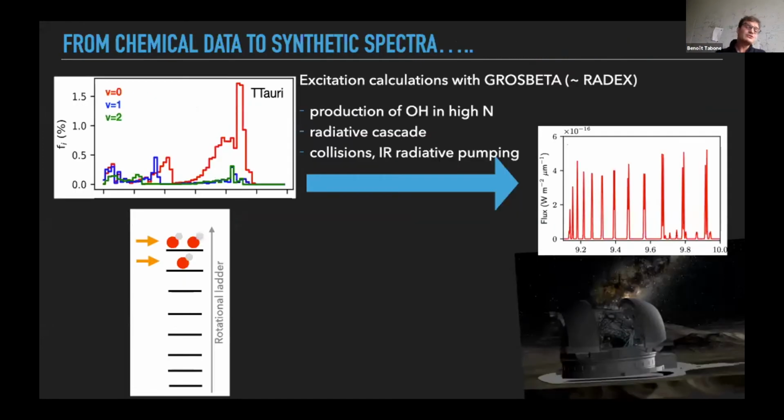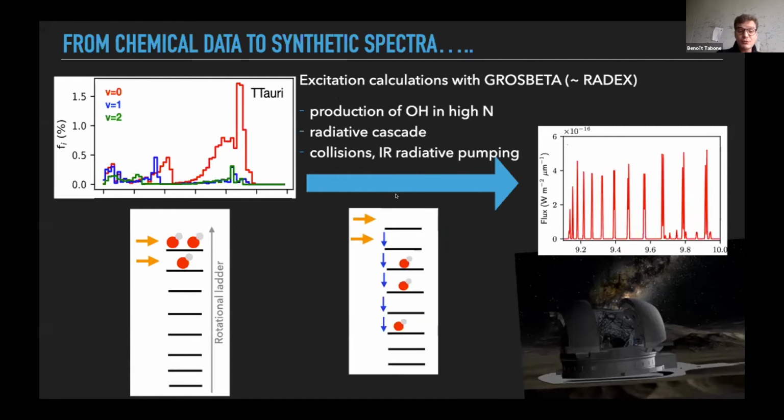What we did is to incorporate this quantum data into a molecular excitation code. We compute the excitation level across the full rotational ladder, taking into account the production of OH in high rotational states following water photodissociation, but also the radiative cascade, collisions, and maybe infrared pumping. With this model, we can compute the OH lines depending on the water photodissociation rate.